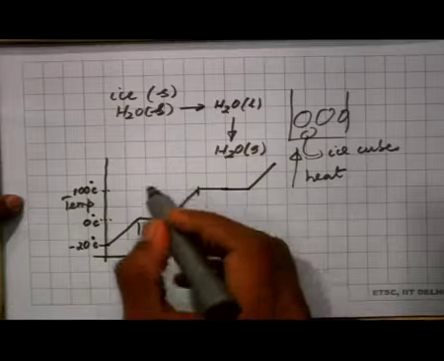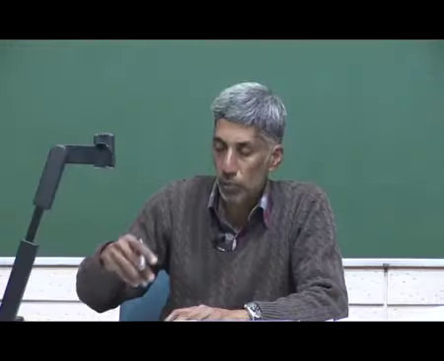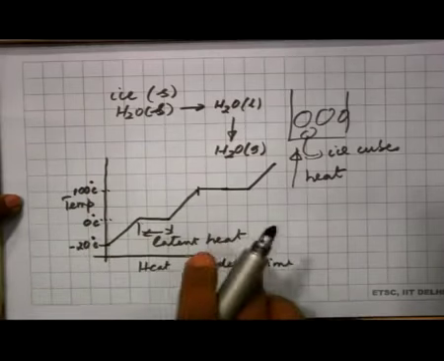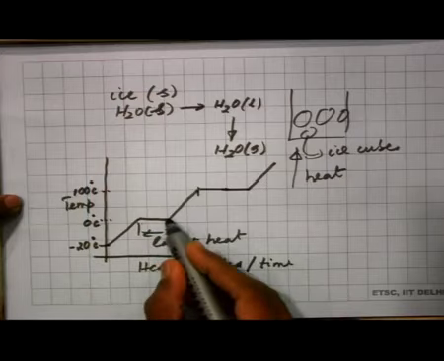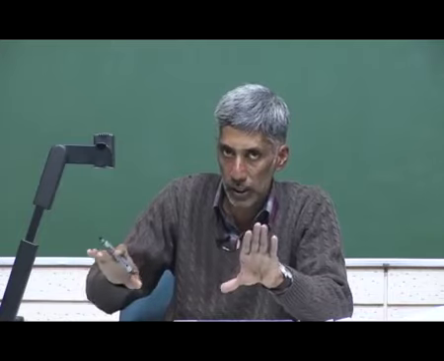Now, if you did the same experiment with some other substance, so you took for example salt or sugar or something like that, you could do the same experiment, provide more heat, it will melt, the temperatures will be different, the curve will look the same qualitatively.